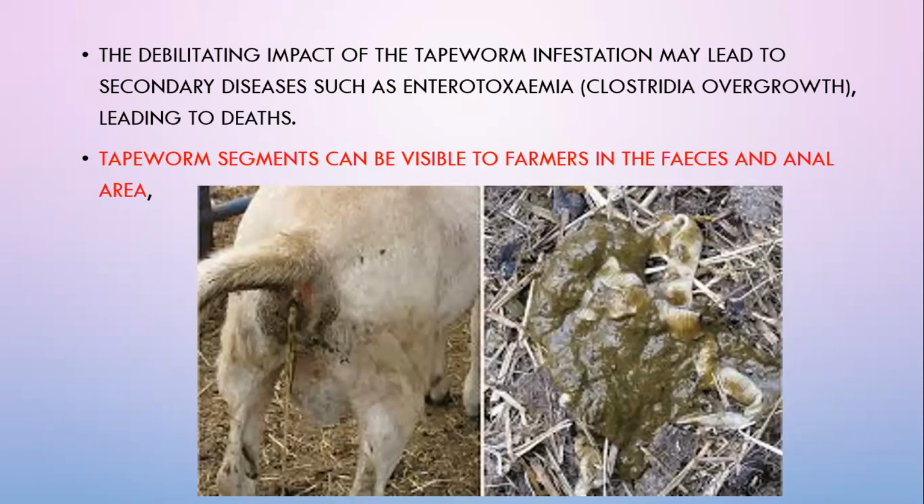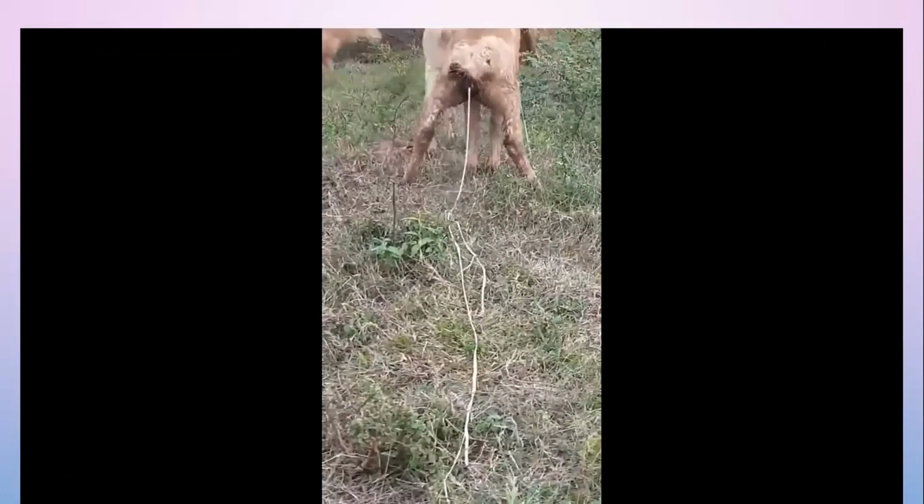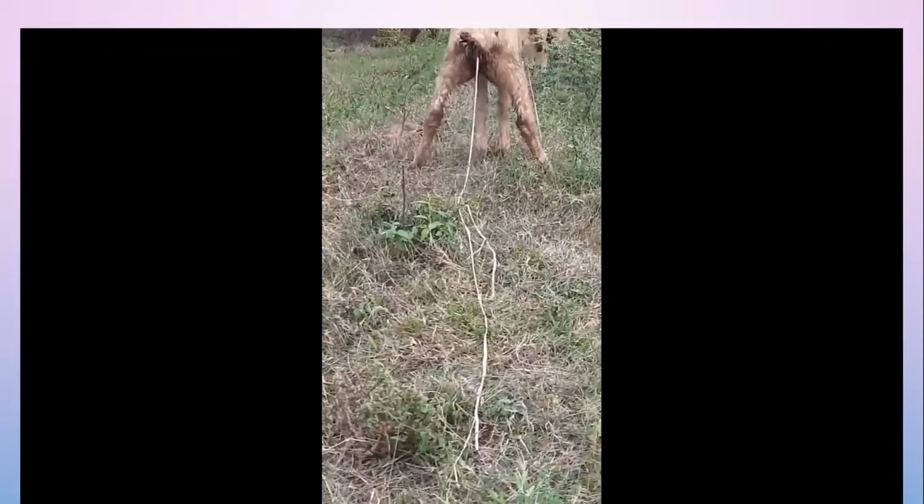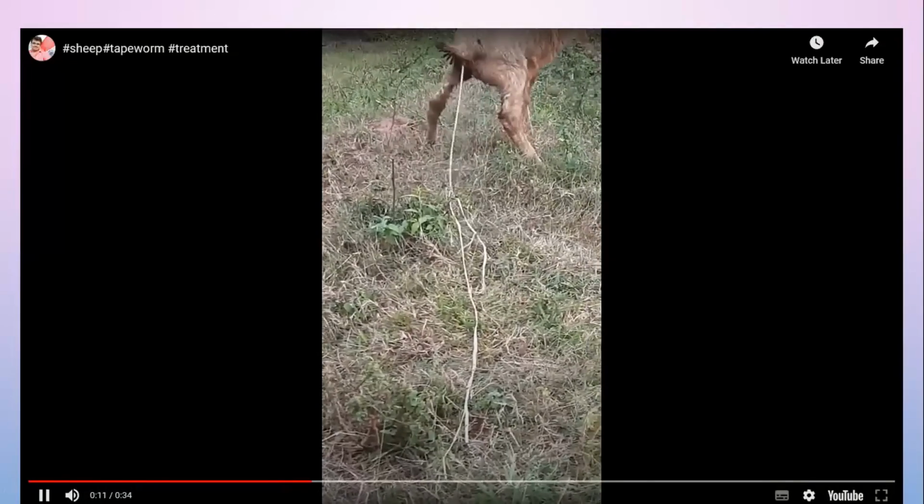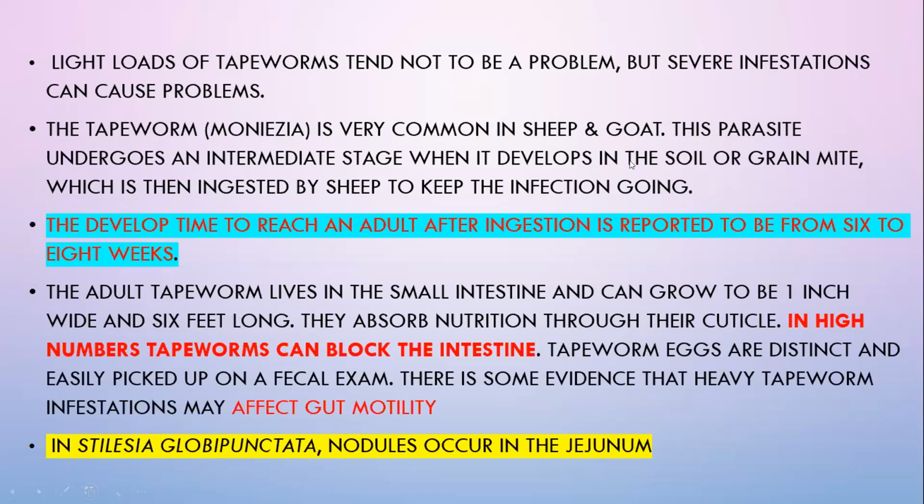The impact of tapeworms may lead to some secondary disease like enterotoxemia. Even in case of acute fasciolosis, there is a chance of Clostridium novyi, black disease, due to the anaerobic condition created by these parasites. You can see really 2-3 meters of tapeworm coming out from the anus of the ruminant. Light loads of tapeworm don't seem to be a problem, but severe infestation can cause problems.